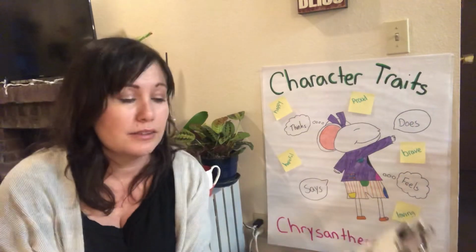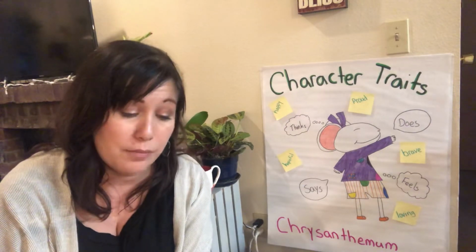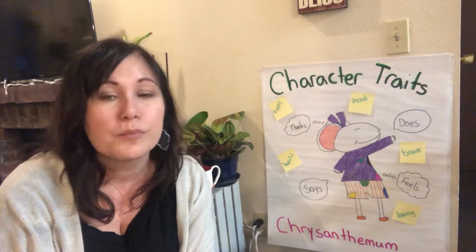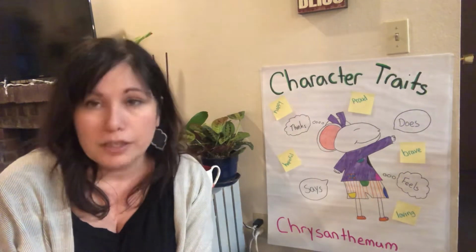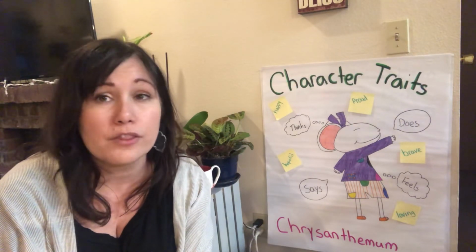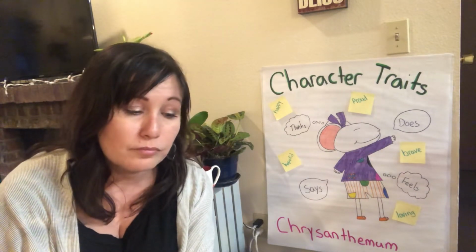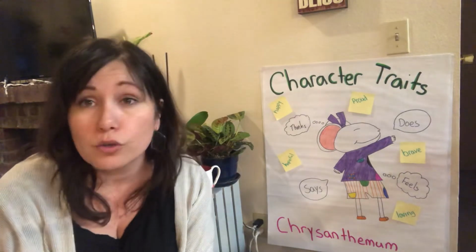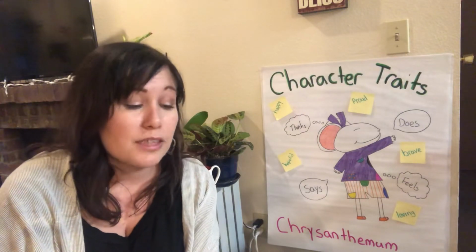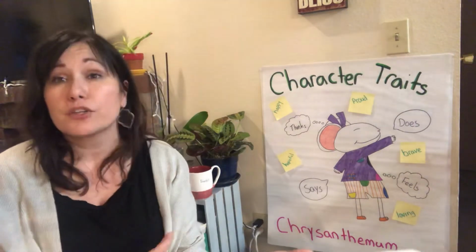The first question is, why did Chrysanthemum's classmates stop making fun of her name? I want you to think back into the book. What happened that caused them to stop making fun of Chrysanthemum? You are totally welcome to write the whole question out if you want to, or you can write the answer in a whole sentence that includes parts of the question. So you could say, Chrysanthemum's classmates stopped making fun of her because, and then give your evidence.